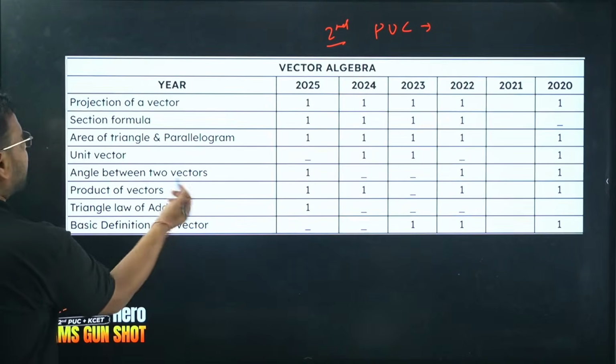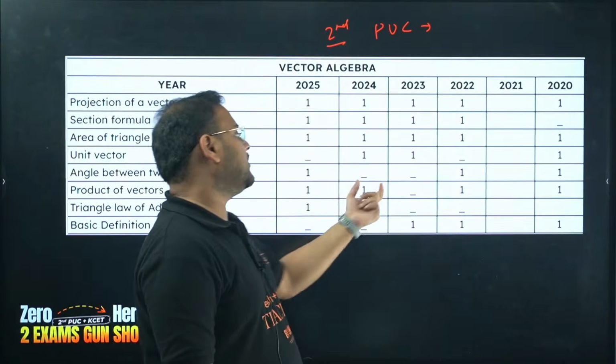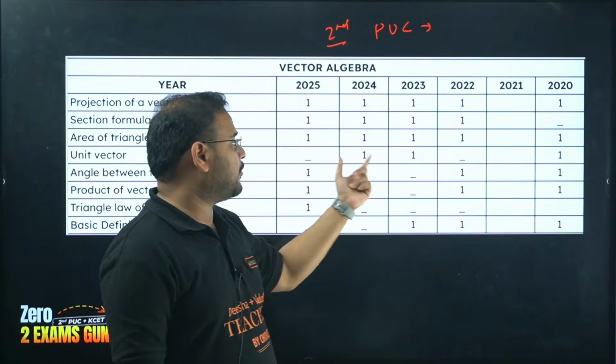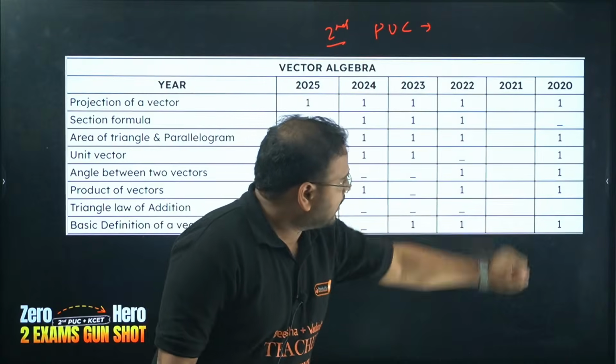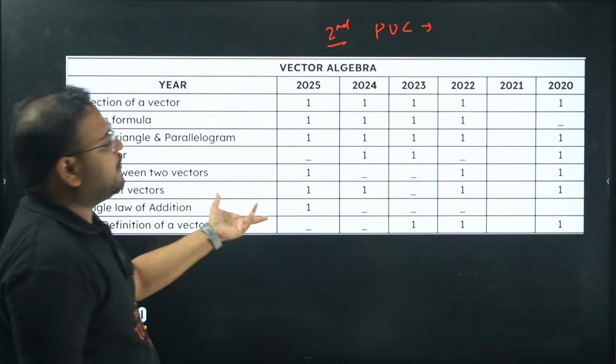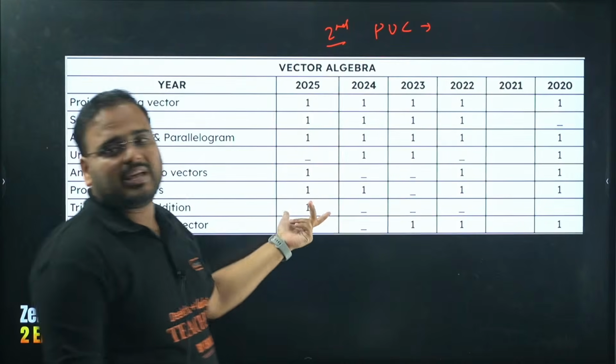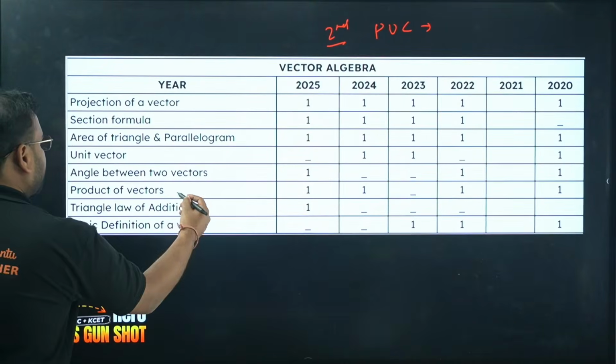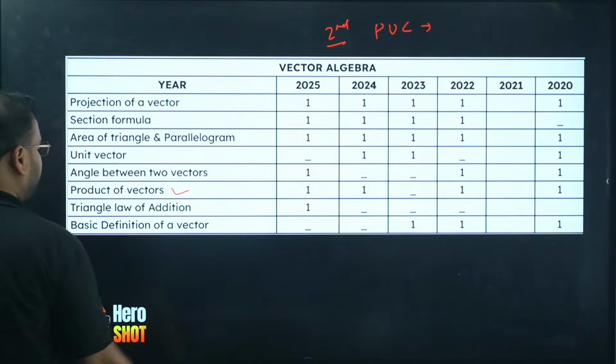Now angle between vectors are sometimes asked, means it was asked last year, then for the 2 years 23, 24 they didn't ask, and 22 they asked, 2020 as well they asked. Product of vectors, almost you can see every alternate year they're asking, so we can expect this question as well, product of vectors. Very important topic.